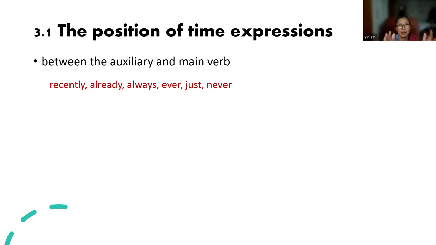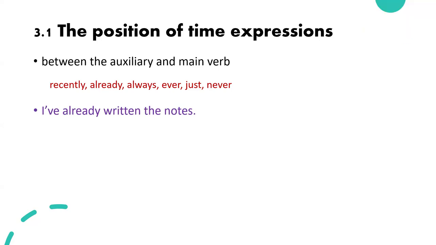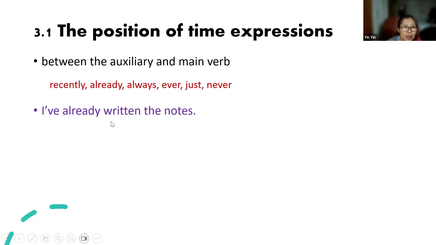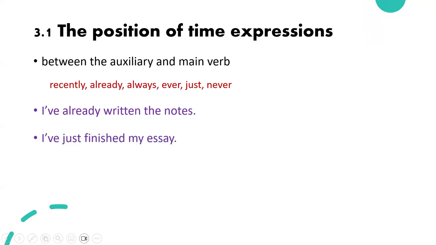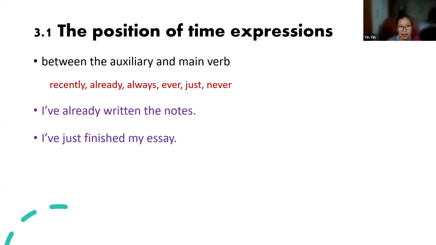Auxiliary verb and main verb. So have recently been. I have already finished my dinner. Have is the auxiliary, right? Finished is the main verb. Already goes in the middle. I have already written the notes. I have recently written the notes. I have always written the notes, something like that. I have just finished an essay. Essay, right?